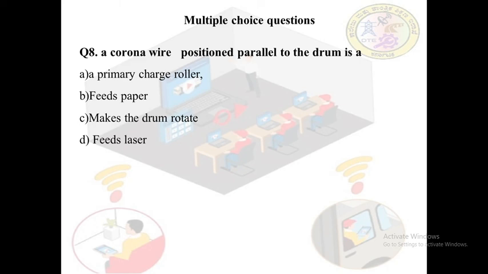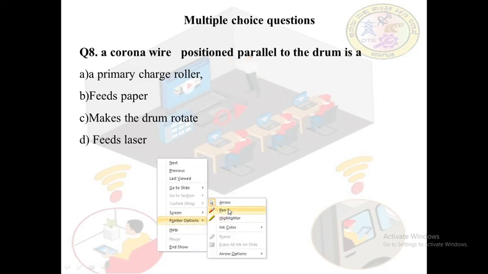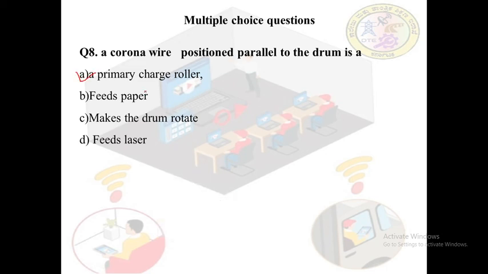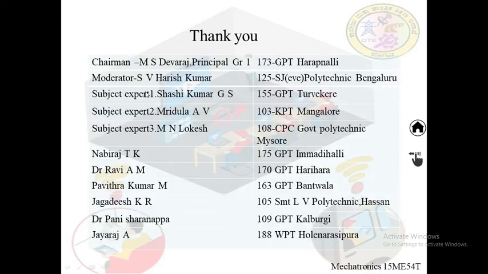Eighth one, a corona wire placed parallel to the drum is A, a primary charge roller, B feeds the paper, C makes the drum rotate, D feeds laser. So option A is the right answer. It is a primary charge roller.